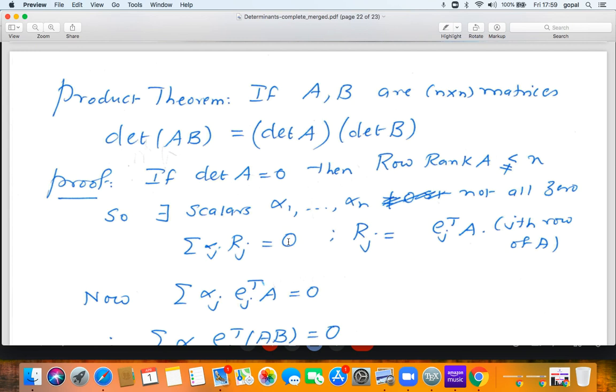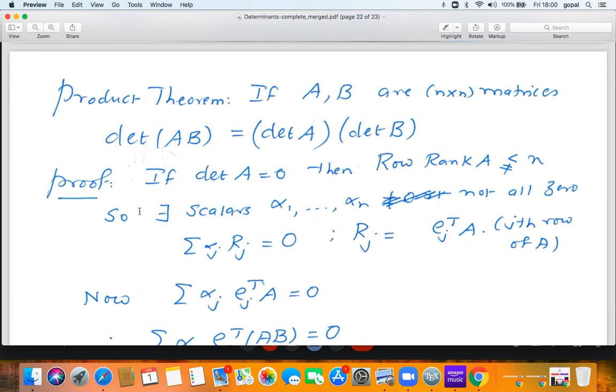Well, determinant of A is 0 means rank cannot be n, the row rank cannot be n. The row rank is not n means the rows are linearly dependent. Rows are linearly dependent means there exist scalars alpha 1, alpha 2, alpha n, not all 0, such that summation alpha j rj is 0. What is the jth row of a matrix? How do I pick out the jth row of a matrix? Multiply on the left by the row vector ej transpose.